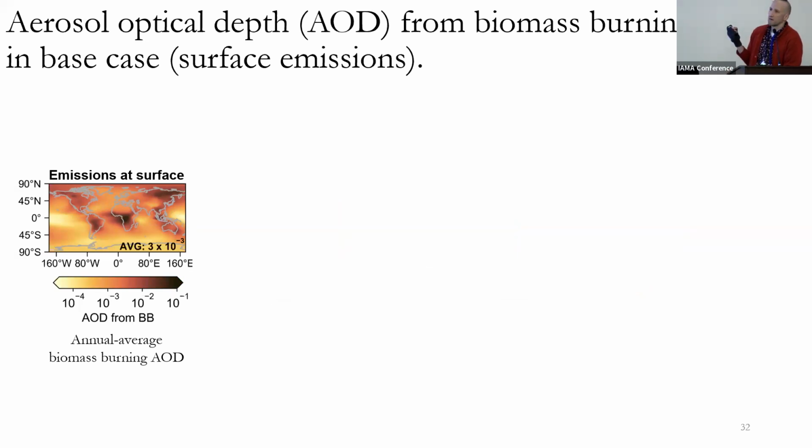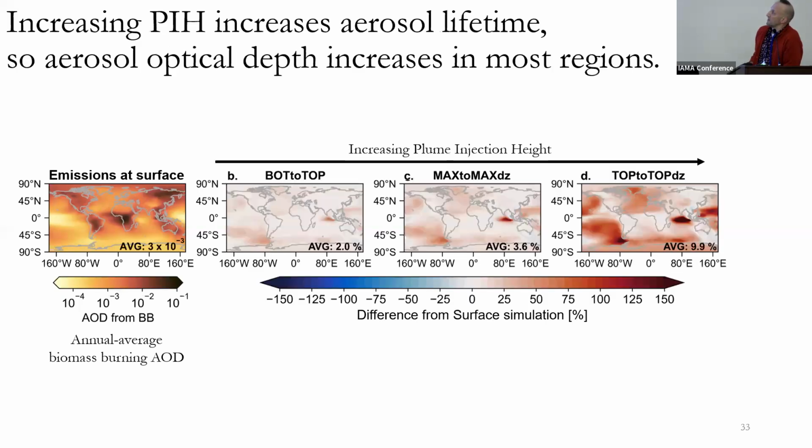And so this is the biomass burning specific aerosol optical depth just when we emit at the surface. And you can see, again, our source regions show up most strongly as having the highest aerosol optical depth, with that smoke then being transported elsewhere. Now, if we look at the impact of raising injection height in these cases, we get almost an increase everywhere around the globe. Maybe a little bit of a decrease in source regions just because we're putting it in the free troposphere and the winds are faster. But overall, we're getting relatively big increases.